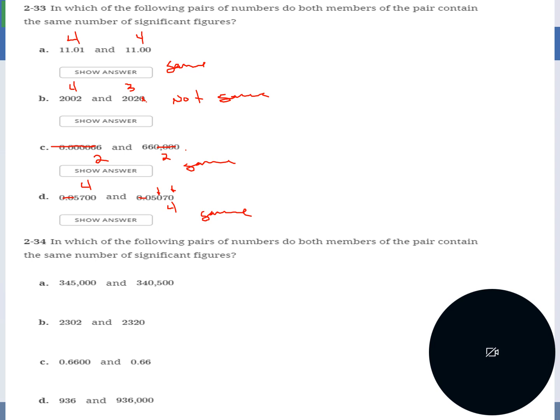In which of the following pairs of numbers do both members contain the same number of significant figures? So it's very similar to the previous question. So we'll just go through them all. Leading 3 there. There's 4 here, so not the same. This one has 4. This one only has 3, so not the same. Leading 0. Trailing zeros after the decimal. This one has 4. This one only has 2, so not the same. And this one has 3, and so does this one because there's no decimal present. So 3 and 3, same.